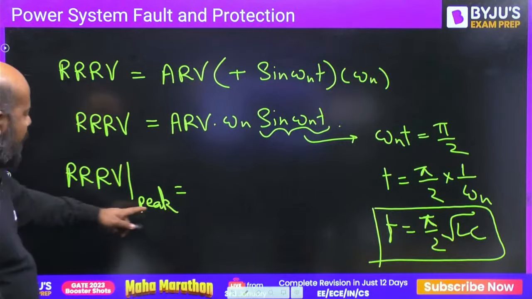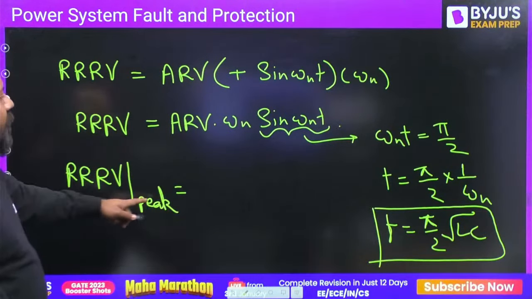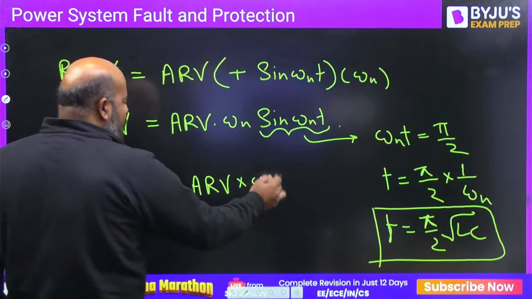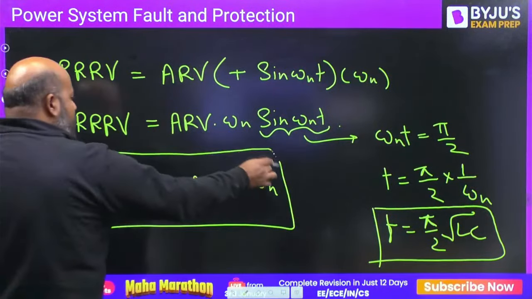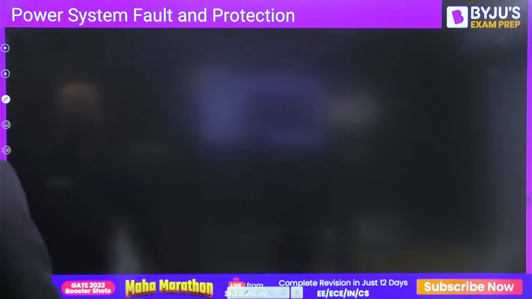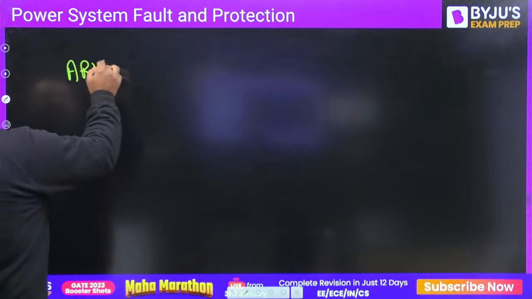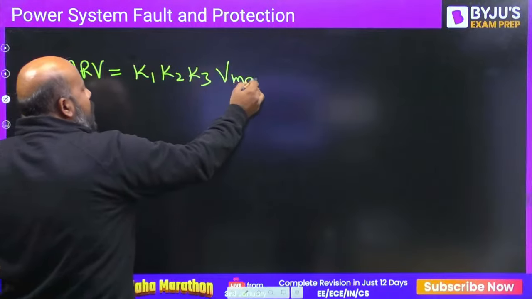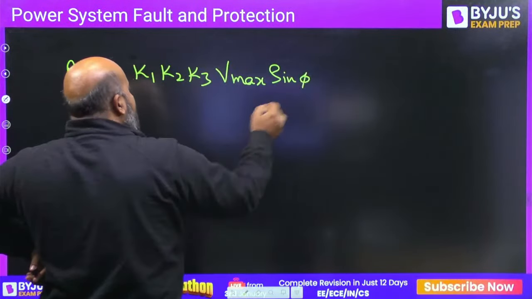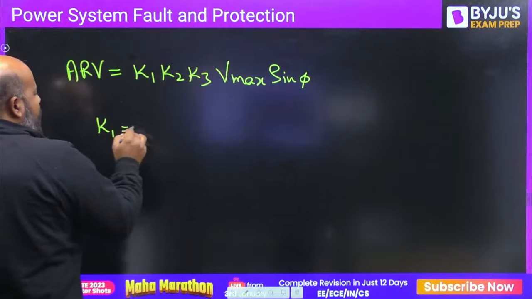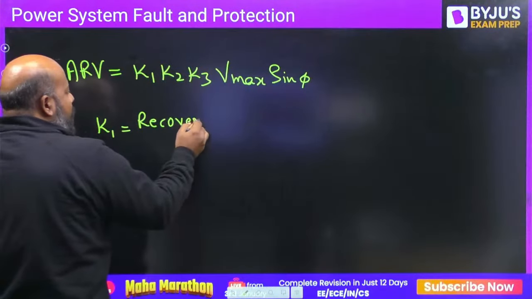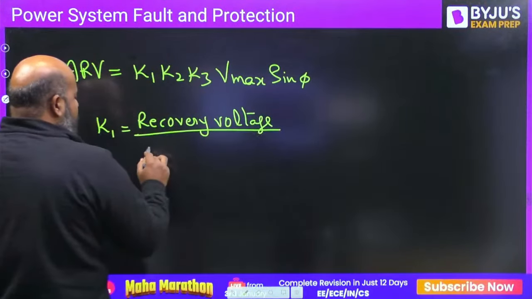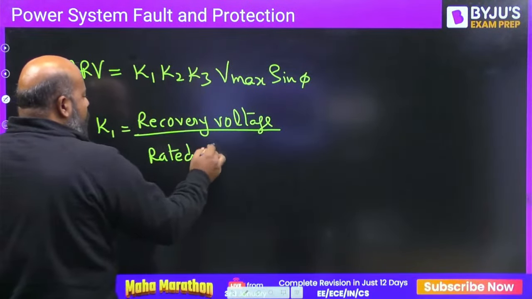So basically, he's asking the value of the first peak of rate of rise of re-striking voltage. This is going to be active recovery voltage multiplied by omega n. So basically, in this question, you have to find the active recovery voltage. What is active recovery voltage? It is given as K1, K2, K3, V max, sine phi, where K1 is the ratio of recovery voltage divided by rated voltage.